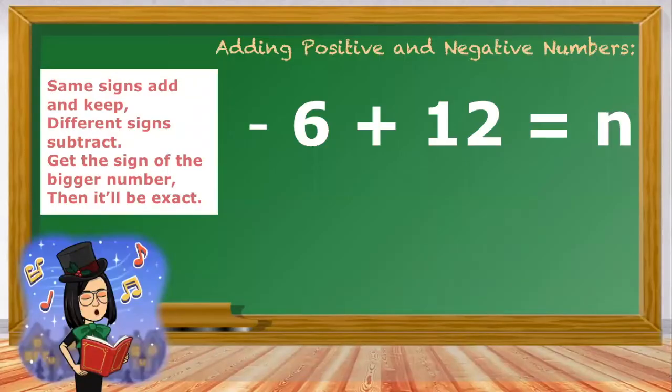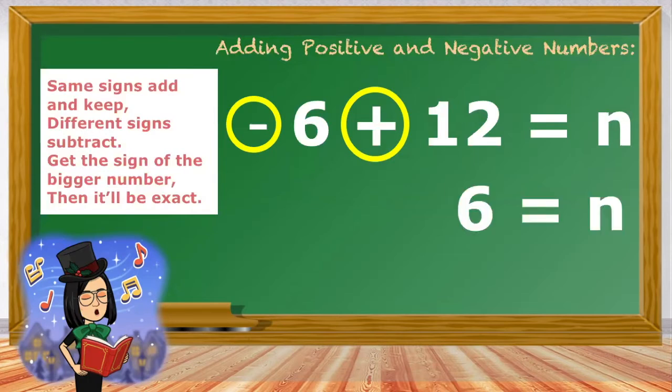Let's go to the next number. Negative 6 plus 12 is equal to n. Same signs add and keep, different signs subtract. They have different signs, so we will subtract them. Get the sign of the bigger number, that is 12, then it'll be exact. What is the answer? 6. Good job.